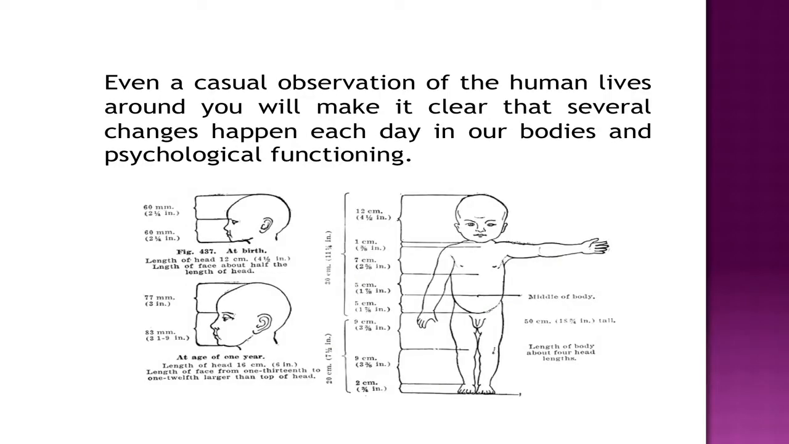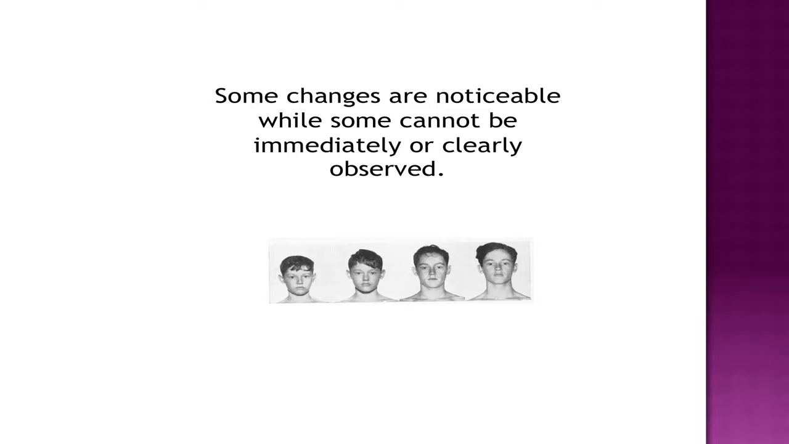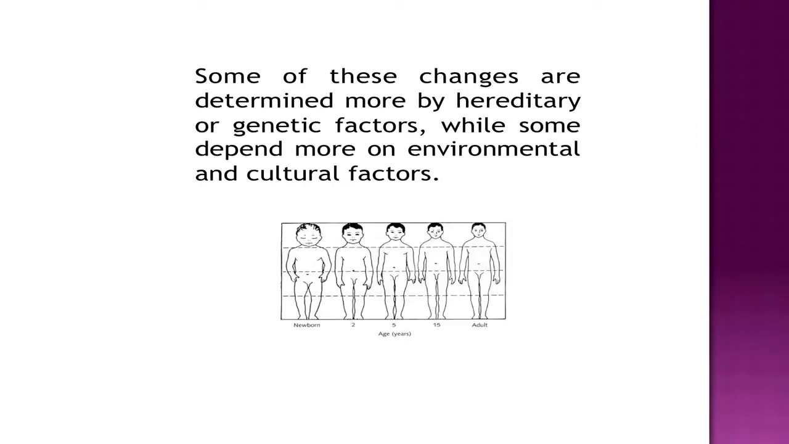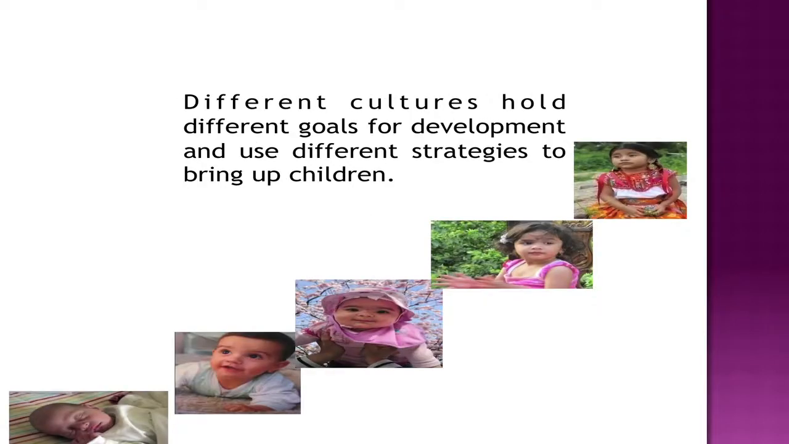Even a casual observation of the human lives around you will make it clear that several changes happen each day in our bodies and psychological functioning. Some changes are noticeable, while some cannot be immediately or clearly observed. Some of these changes are determined more by hereditary or genetic factors, while some depend more on environmental and cultural factors. Different cultures hold different goals for development and use different strategies to bring up children.